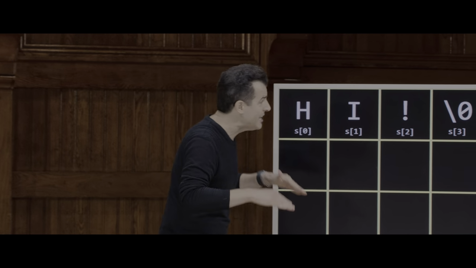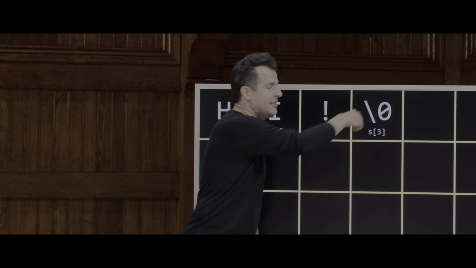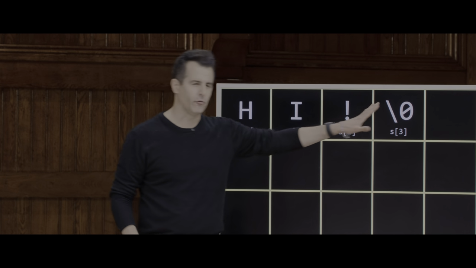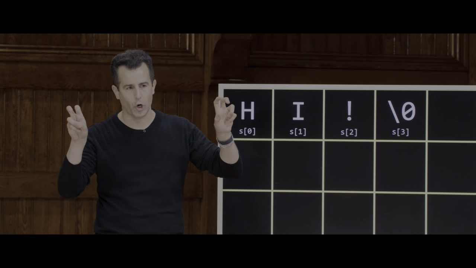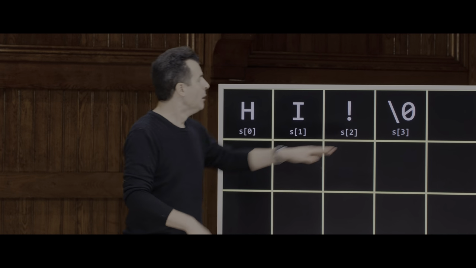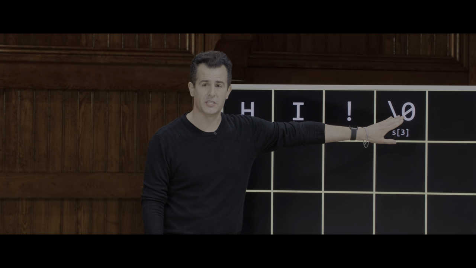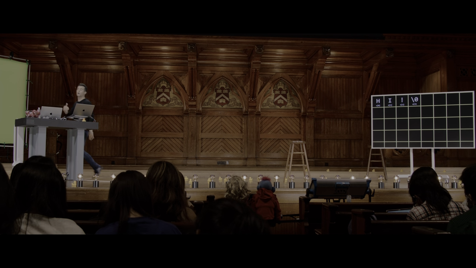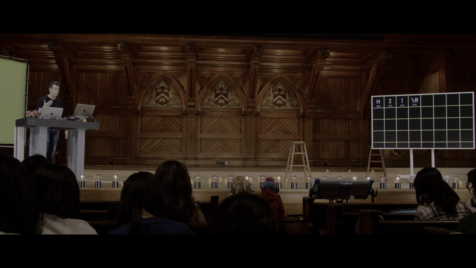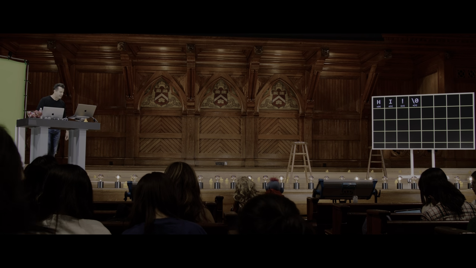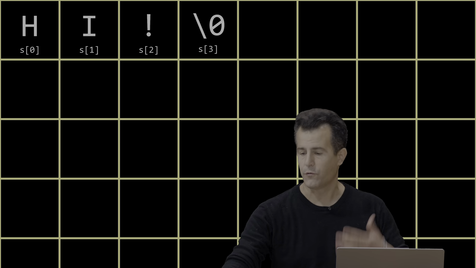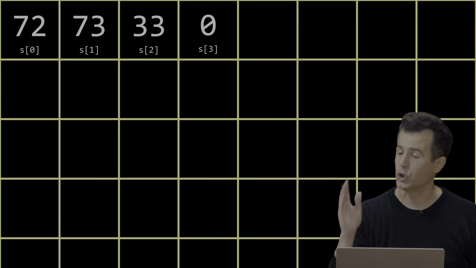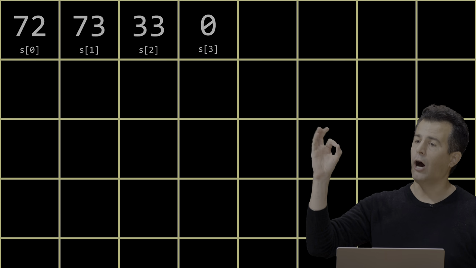Why? Because C automatically adds this special 0 at the end of the string. I've drawn it with backslash 0 because this is how you represent 0 as a char, as a character. But this is literally just 0, as we'll soon see. So anytime there's a string in memory, it always takes up one more byte than you yourself as the programmer or human typed in. In fact, if we convert this again, just for discussion's sake, to those integers, what's literally stored in the computer's memory is going to be 72, 73, 33, and now a 0.